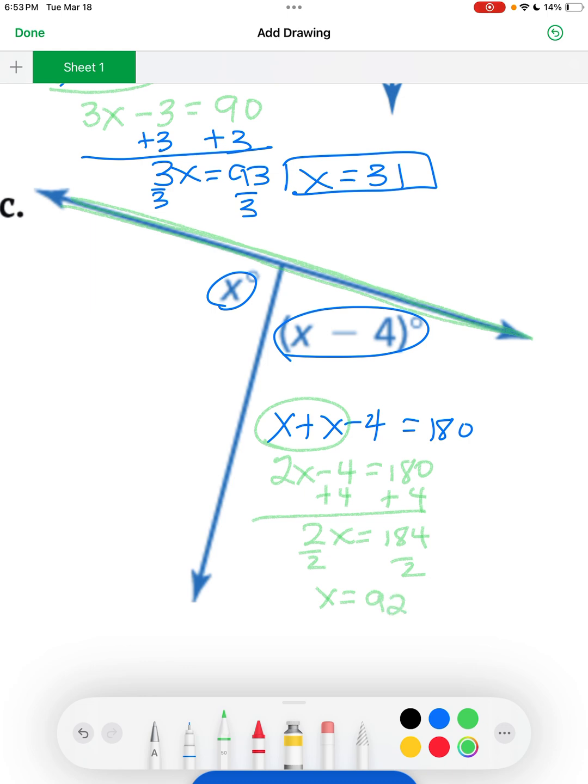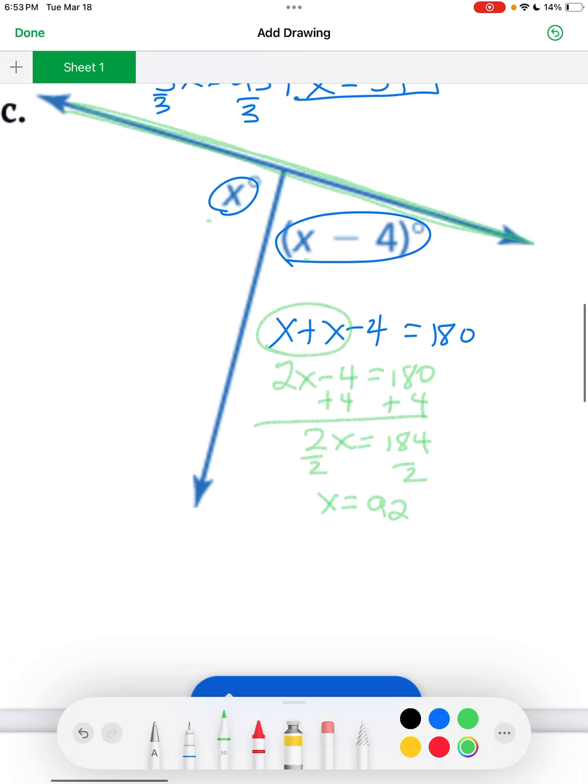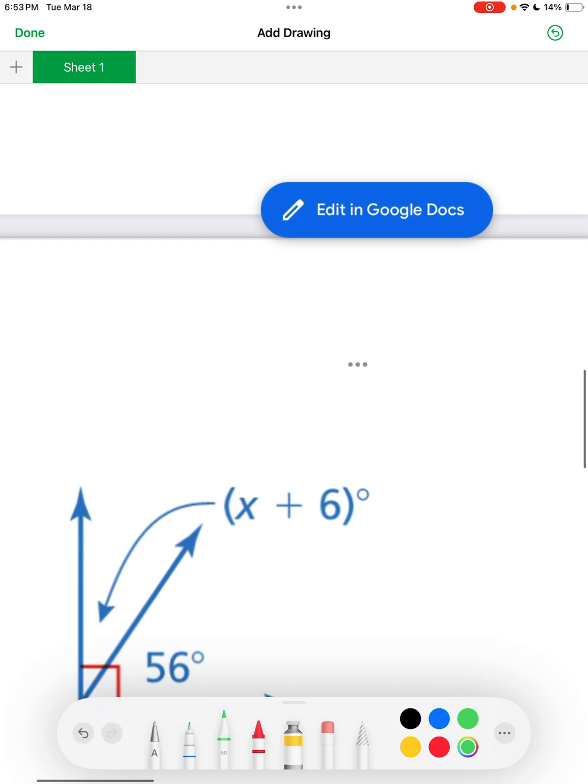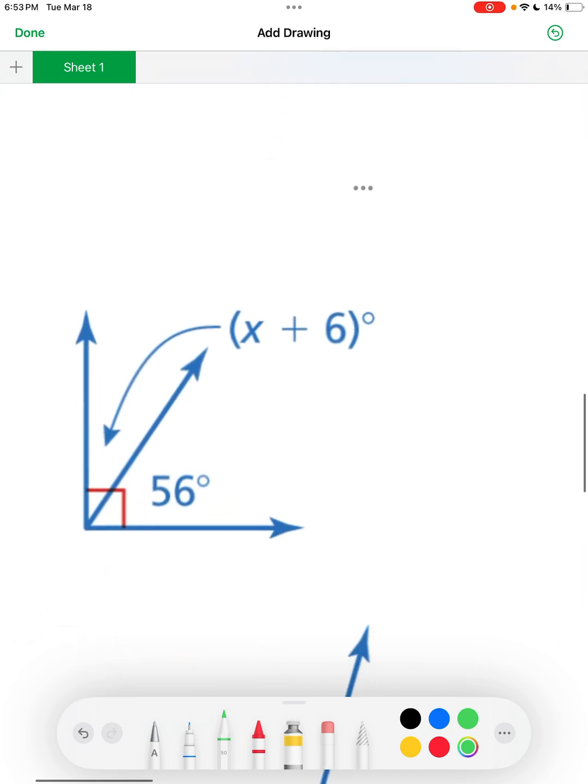Again, you could plug this in, put 92 here, 92 minus 4, add them up, and it would equal 180 degrees. So you're using that knowledge to help you solve these equations. Now, we get a little bit more complicated, not extremely, but they kind of throw this in and go, okay, guess what? We're going to draw an arrow. Okay, no big deal, because we take a look at it.